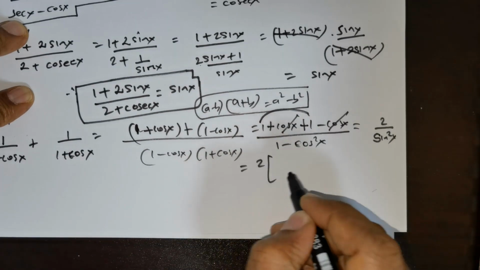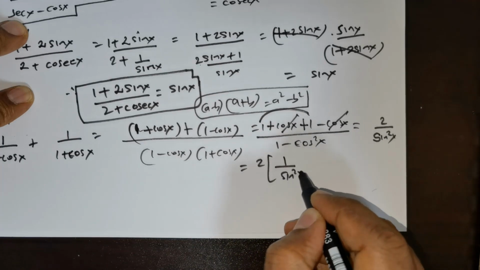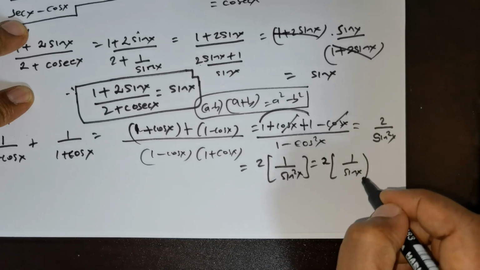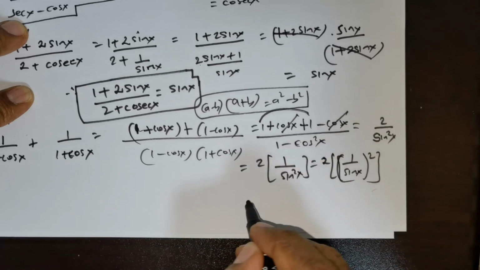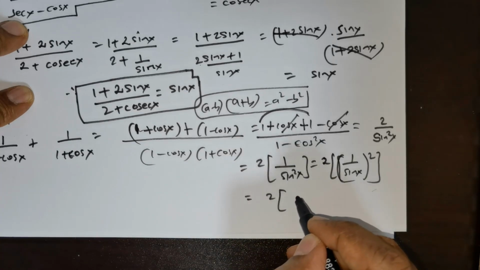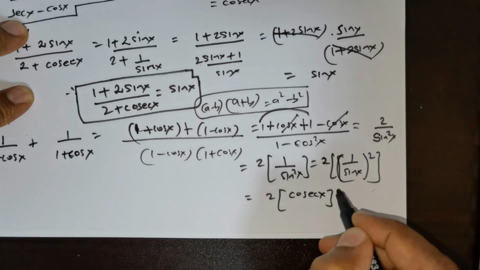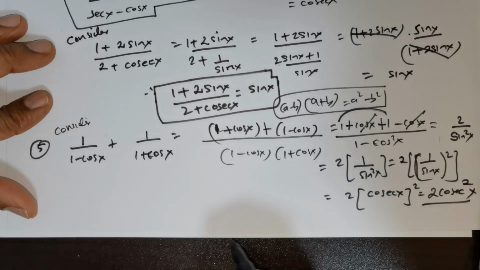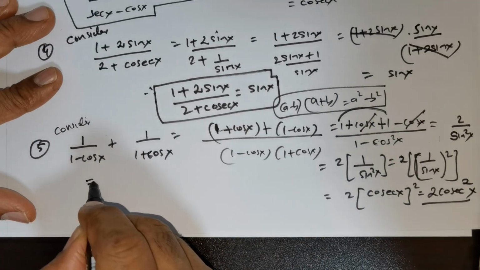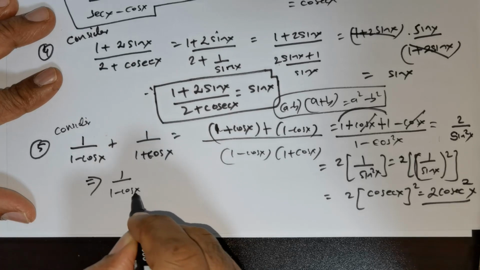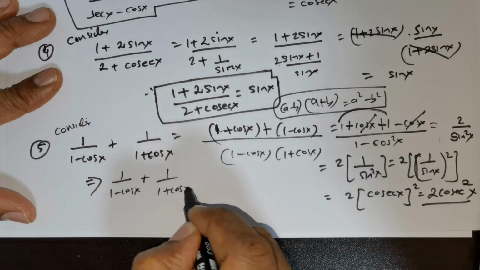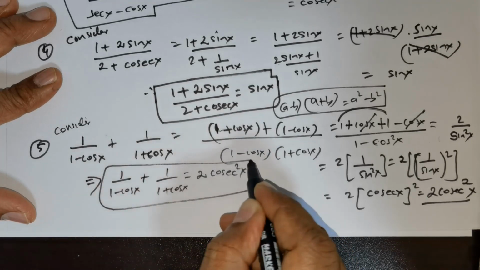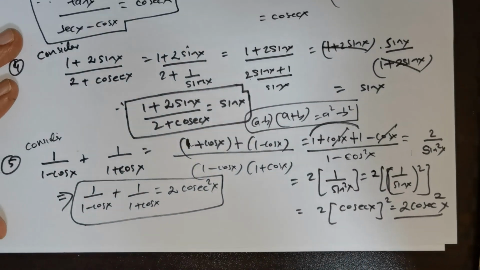Now I can rewrite this as 2 times 1 over sin squared x. Now 1 over sin squared x can also be written as 1 over sin x raised to the power of 2. Now 1 over sin x is nothing but cosecant x. So this is cosecant x raised to the power of 2, which is nothing but 2 times cosecant squared x. So you have an important result. What is that? This means 1 over 1 minus cos x plus 1 over 1 plus cos x is equal to 2 times cosecant squared x. Right, so that's a nice result. Let's move on to the next question.